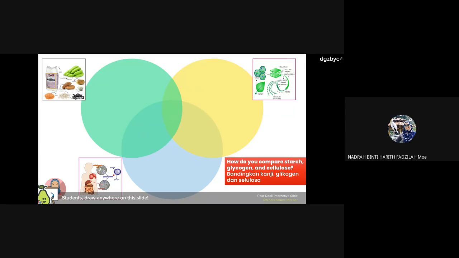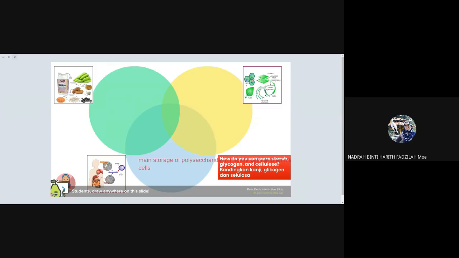Cuba tengok. Mungkin ada antara yang hijau tu represents starch. Biru, the blue circle represents glycogen and the yellow one represents cellulose. So what is the similarity of all three? Mungkinkah similarity dia dari segi the monomer or the elements? Or what are the similarities between cellulose and starch? Mungkin where we can find it. Jadi kita tulis dekat kuning dengan hijau. Ada tak similarities between starch and glycogen? Kalau ada, kita letak dekat antara biru dengan hijau dan seterusnya lah. Whatever location that makes sense.